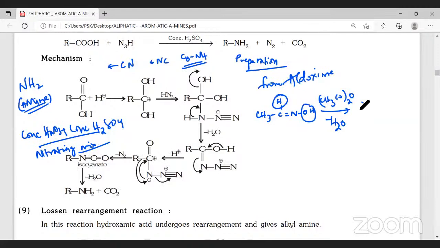So what else is left out? You have CH3, you have C. Since H and OH are getting eliminated, another bond will be formed. So a carbon to nitrogen triple bond will be formed. A cyanide will be formed. So this is also called dehydration.